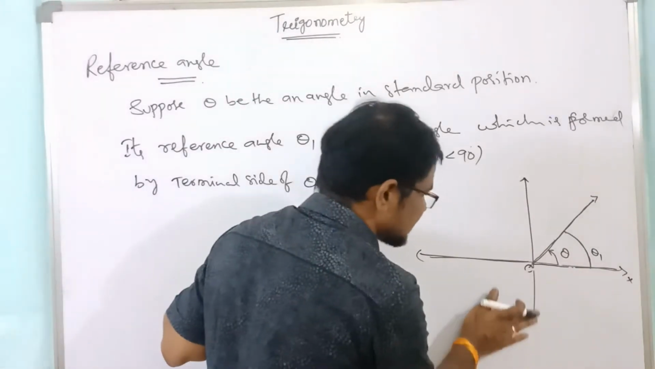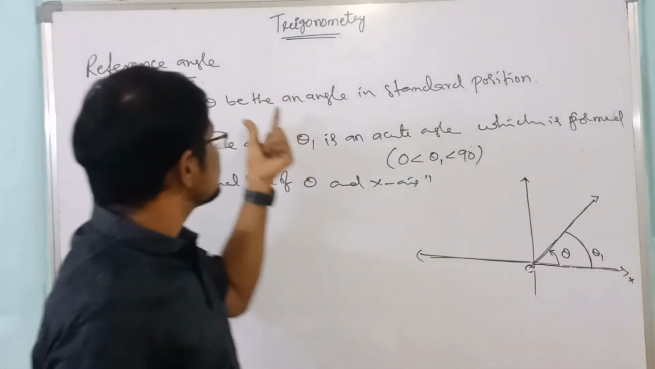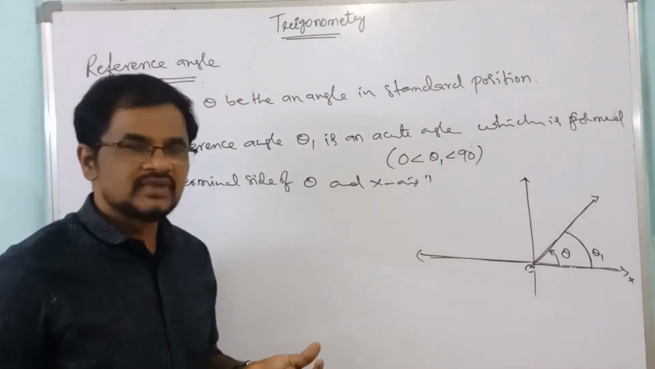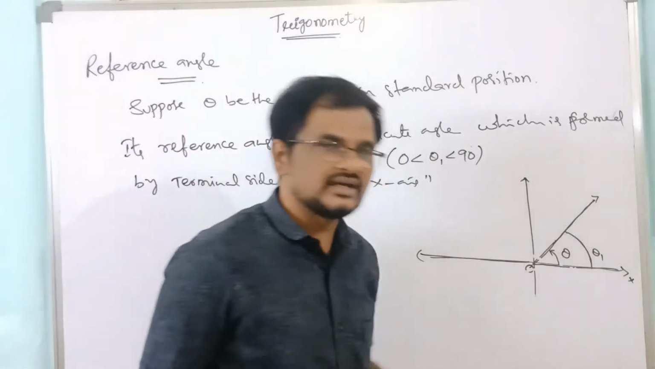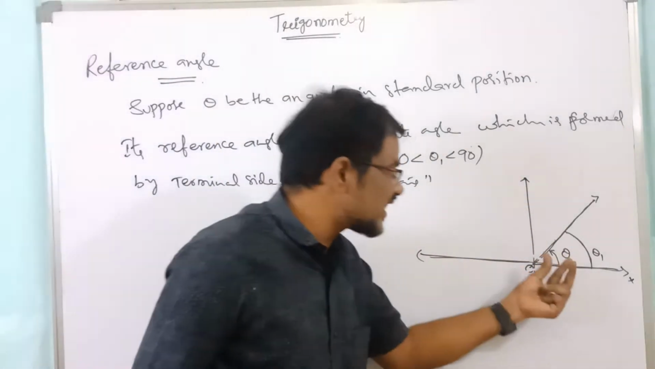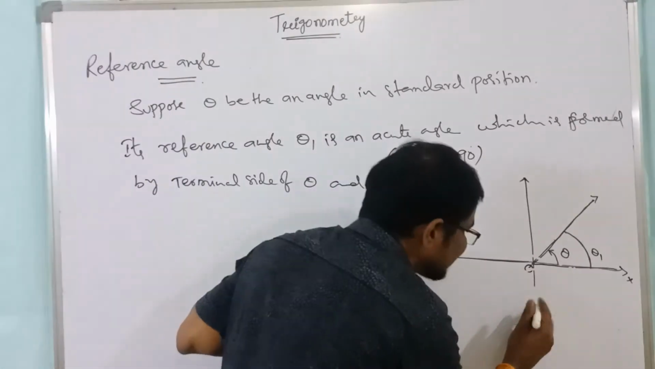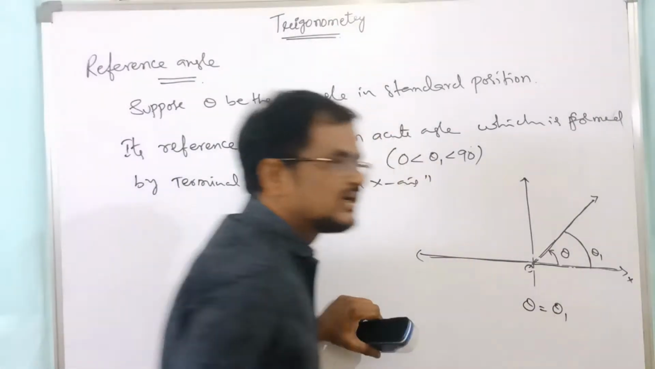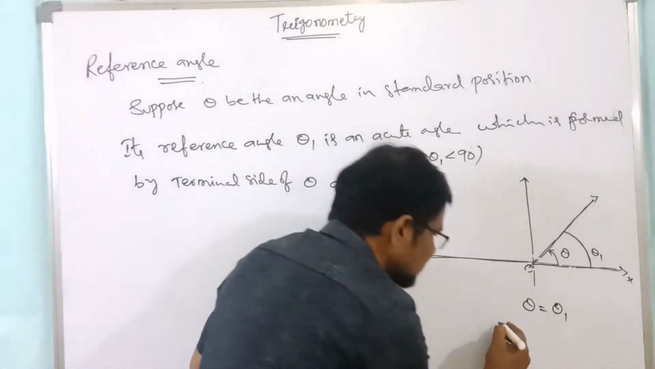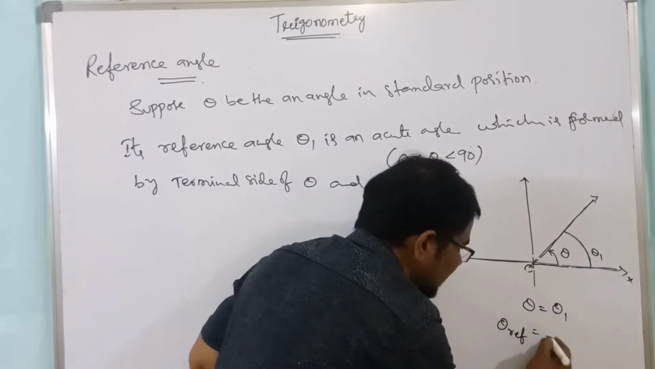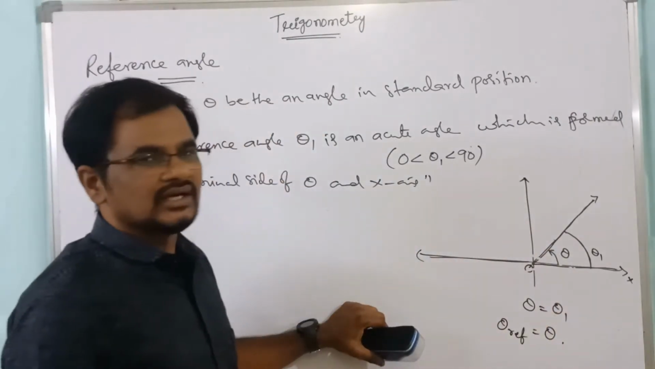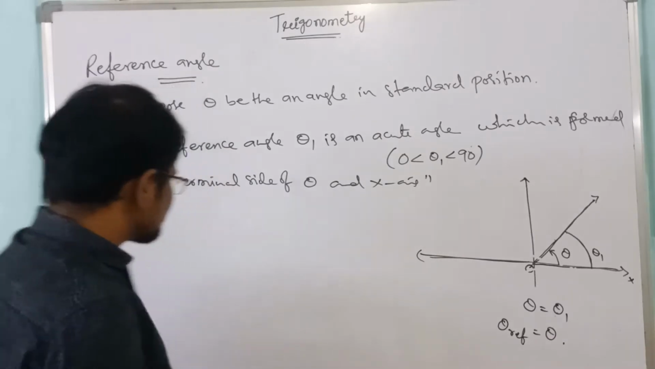In this case, if the angle, the original or standard angle, is in the first quadrant, its reference angle is also the same. That means theta equals theta 1, so the reference angle of theta is theta only. Okay?